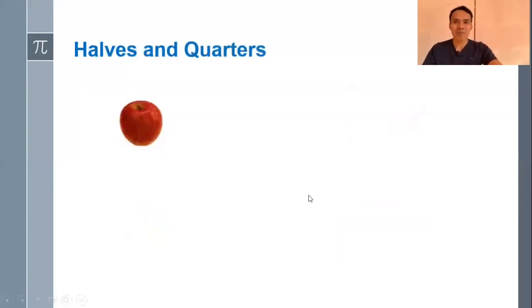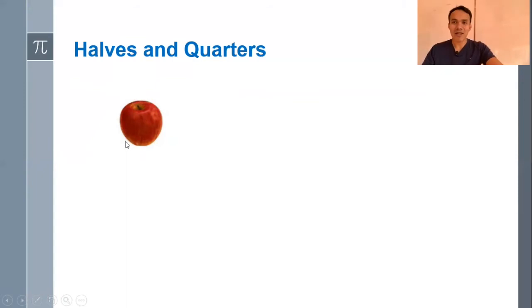All right, let's have the halves and quarters. I've already introduced to you in the beginning of my video about halves and quarters, but not much on quarters. Okay, don't worry. I'm going to formally introduce to you what 1/2 is and what 1/4 is.